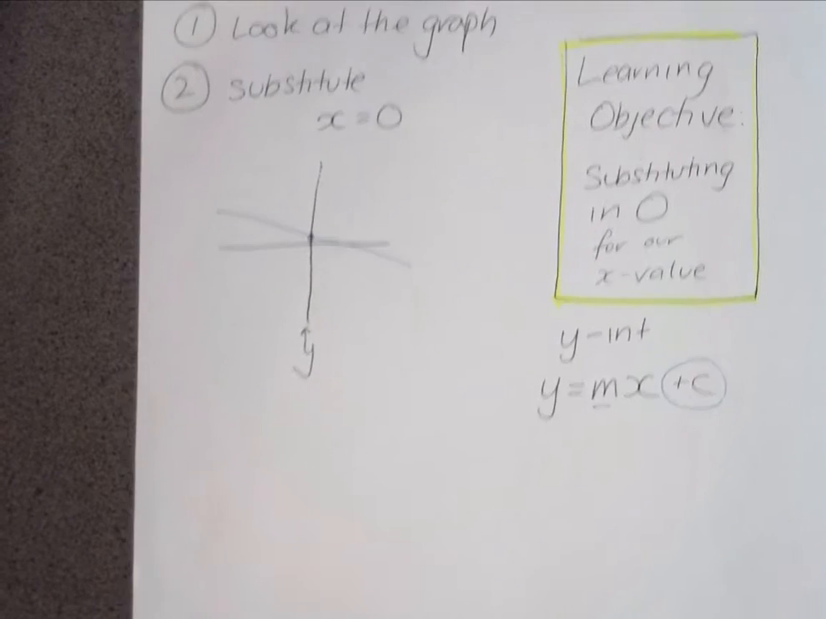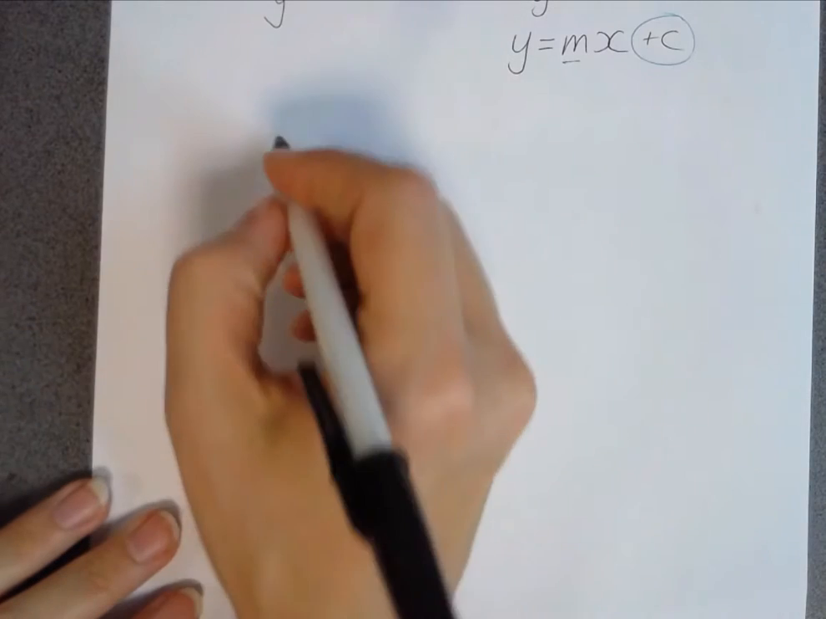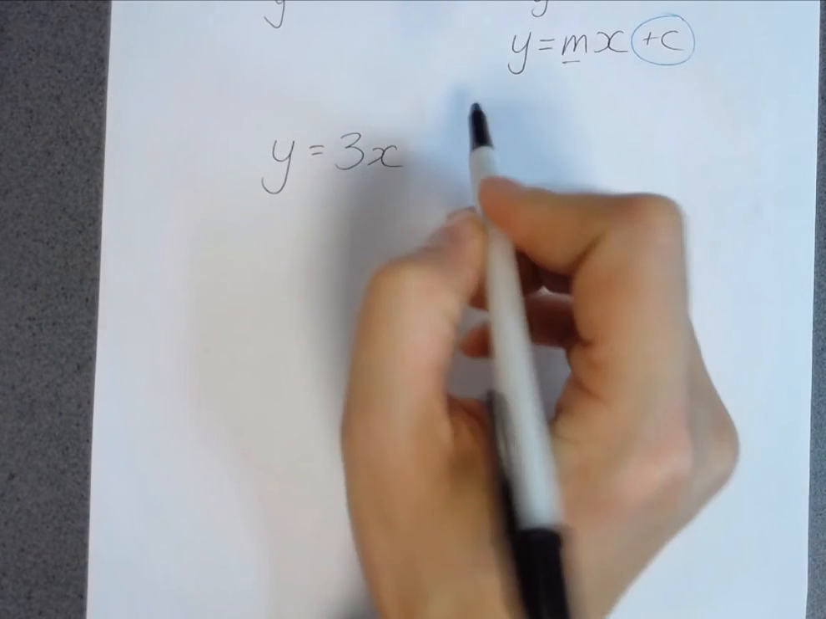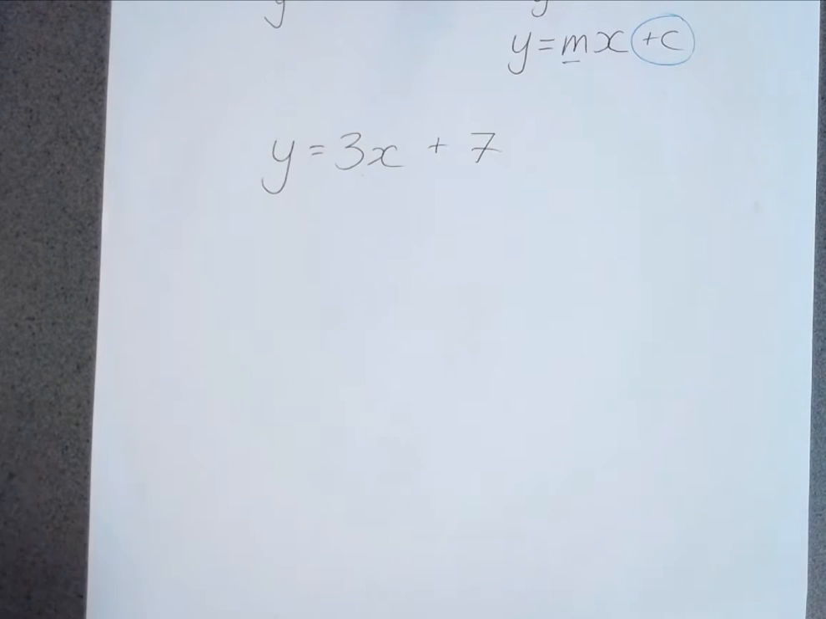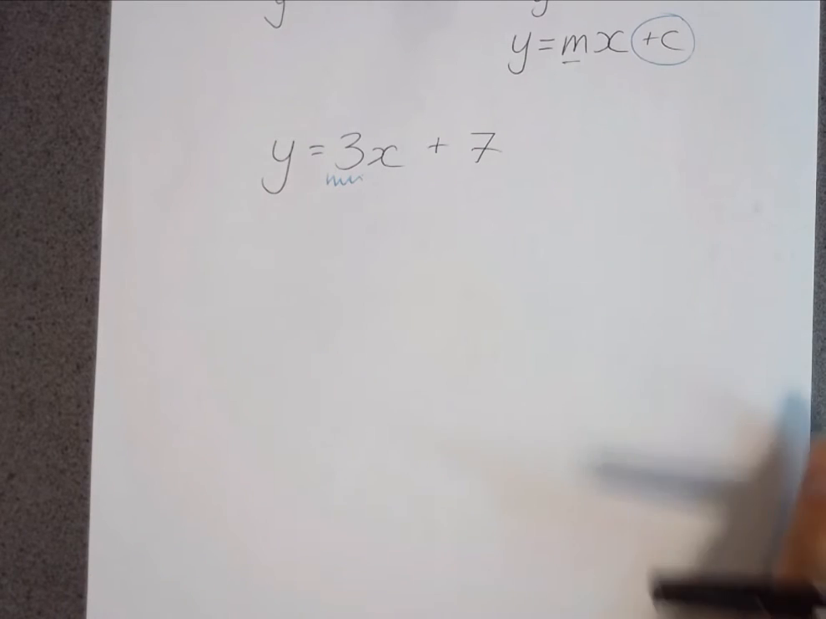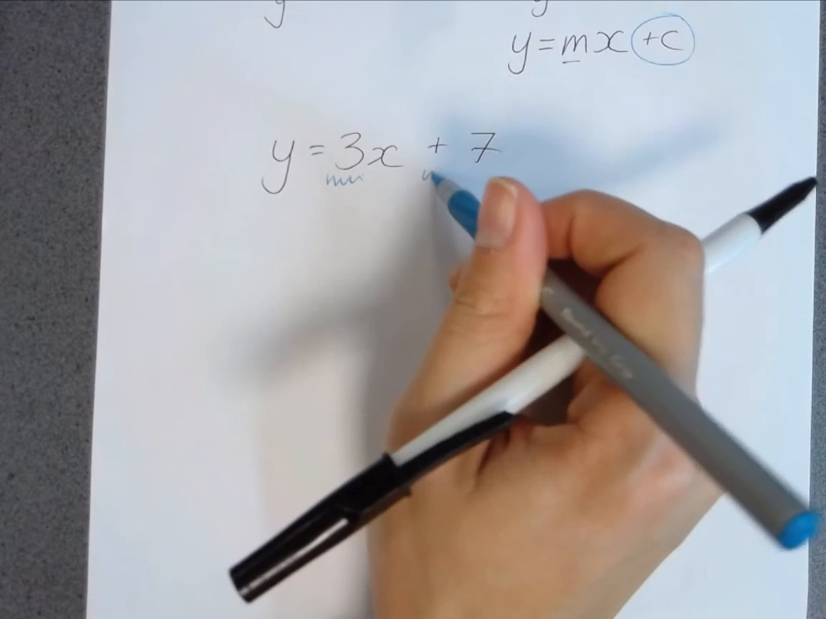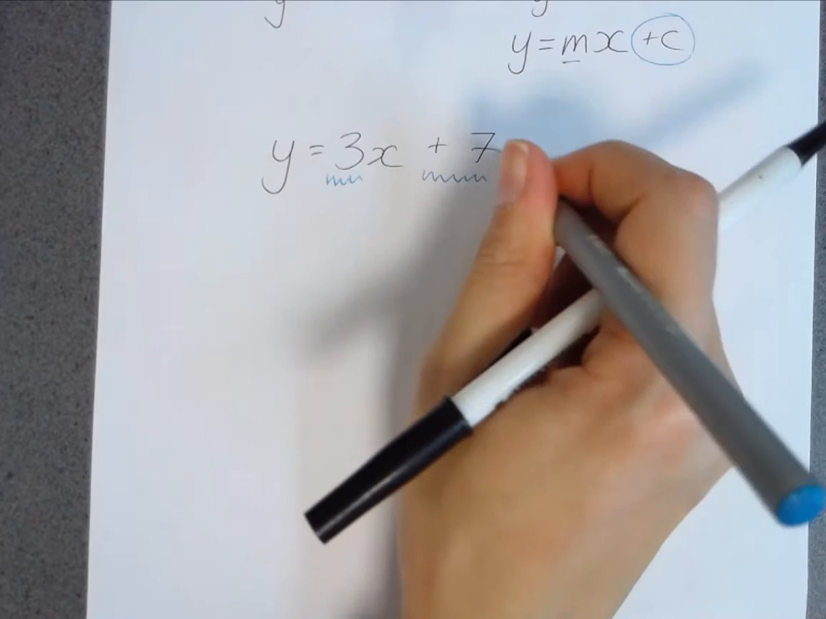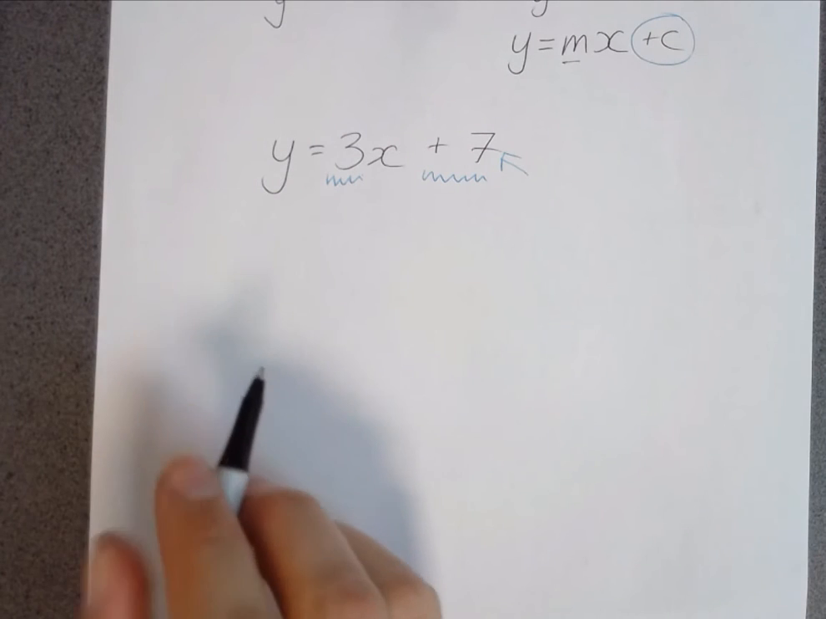So last time we were trying to find a c value from a line on the graph. This time I'm going to give you a linear equation. So let's go y equals 3x plus 7. And I'm going to ask you, okay, number one, what's the gradient? And we know very simply the gradient is just that number there. We know the y-axis is here. So our y-intercept is going to run into it here. So let's just check that.